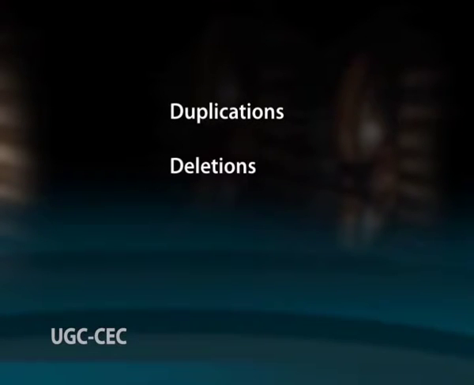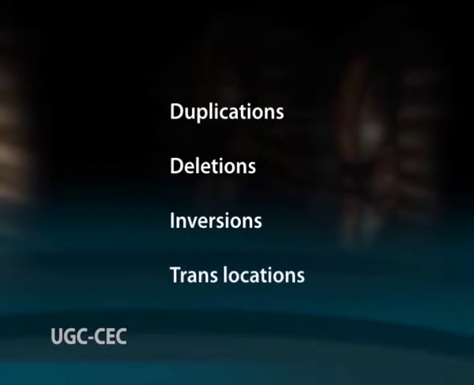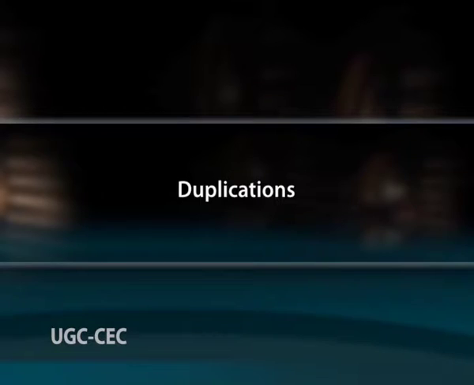There are 4 principal types of structural aberrations: duplications, deletions, inversions and translocations. Chromosome aberrations were initially discovered through their genetic effects and confirmed directly by microscopic observations. Duplications. Chromosome duplication is a mutation in which part of the chromosome has been doubled.